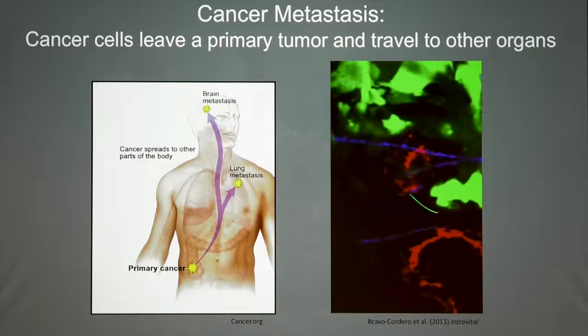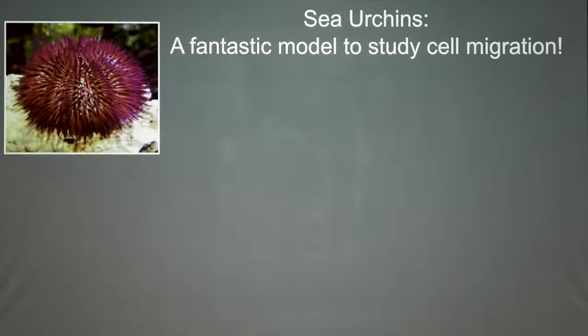Another way would be to take these cancer cells out of an animal and put them in a petri dish and watch them move. But we know now that cells migrating on a flat surface just does not well represent how they migrate in a complex three-dimensional environment of the body. So an alternative approach to study cell migration is to turn to a model organism.